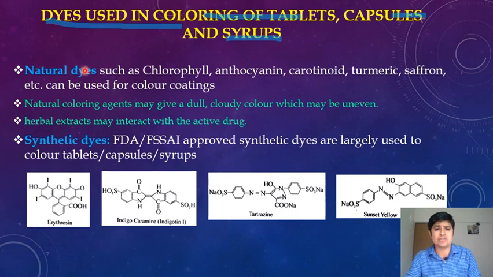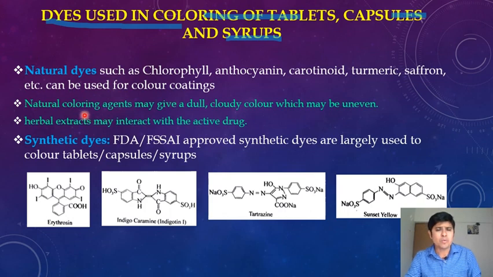So which are these natural dyes that are used in coloring of tablets, capsules and syrups? These natural dyes are like chlorophyll, anthocyanin, carotenoid, turmeric, saffron, etc. They can be used for color coatings of drugs like tablets and capsules, isn't it?